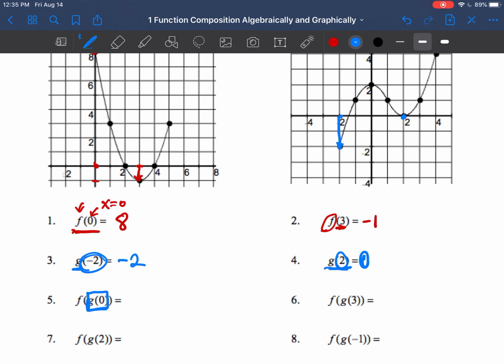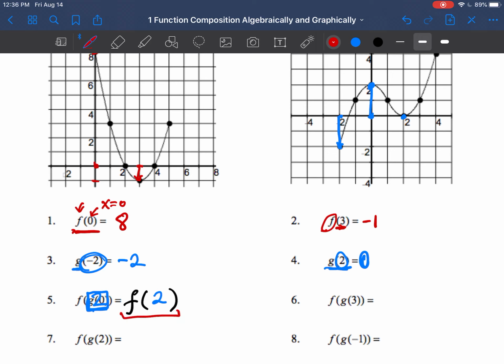And so I'm going to leave the f parentheses alone right now and just figure out what g of 0 is. So I come over to the g function and look at where x is 0, and I see that the output is 2. And so this problem, f of g of 0, I can replace the g of 0 with a 2. And so now we just need to figure out what f of 2 is.